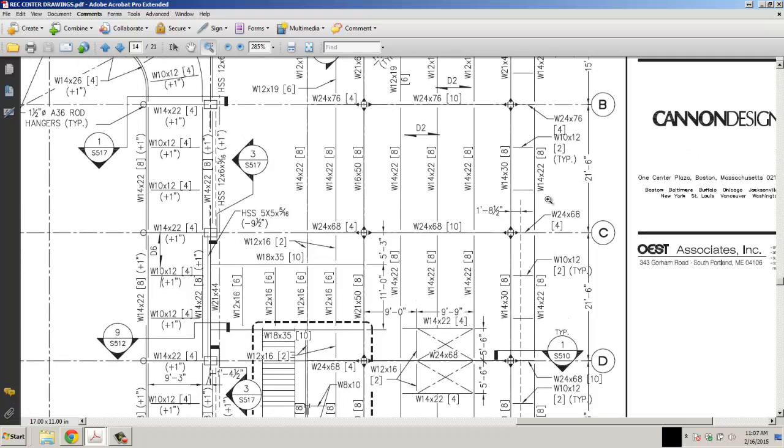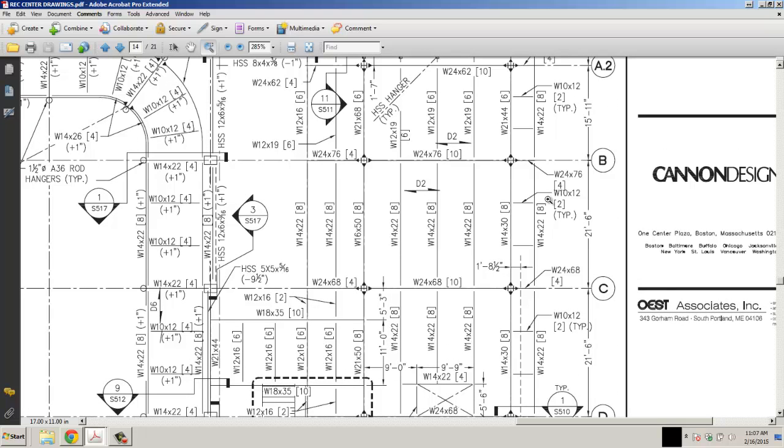So you can see all the different size beams where they connect. Normally with structural drawings like this, you only see the one line drawings indicating the size of the beam, and any of the connection points would be indicated on larger detail sheets.